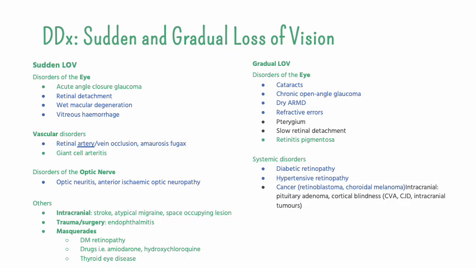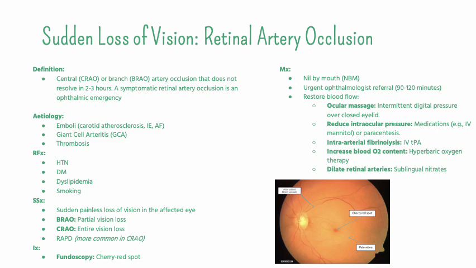We'll now move on to our new differential lists, which is sudden and gradual loss of vision. Regarding retinal artery occlusions, there are 2 main types in which you should be aware of: central or branch artery occlusions, in which by definition they are occlusions that do not resolve in 2 to 3 hours. Regardless, a symptomatic retinal artery occlusion is an ophthalmic emergency.